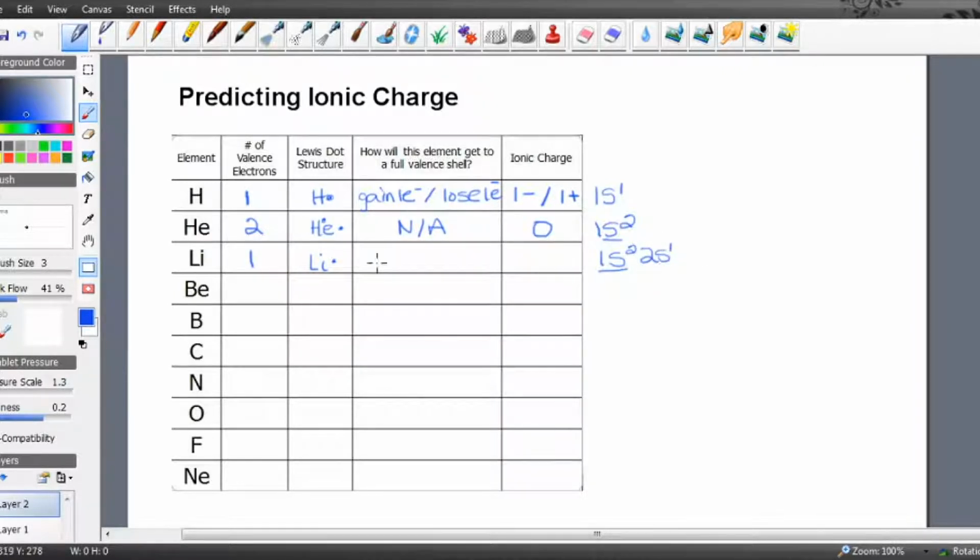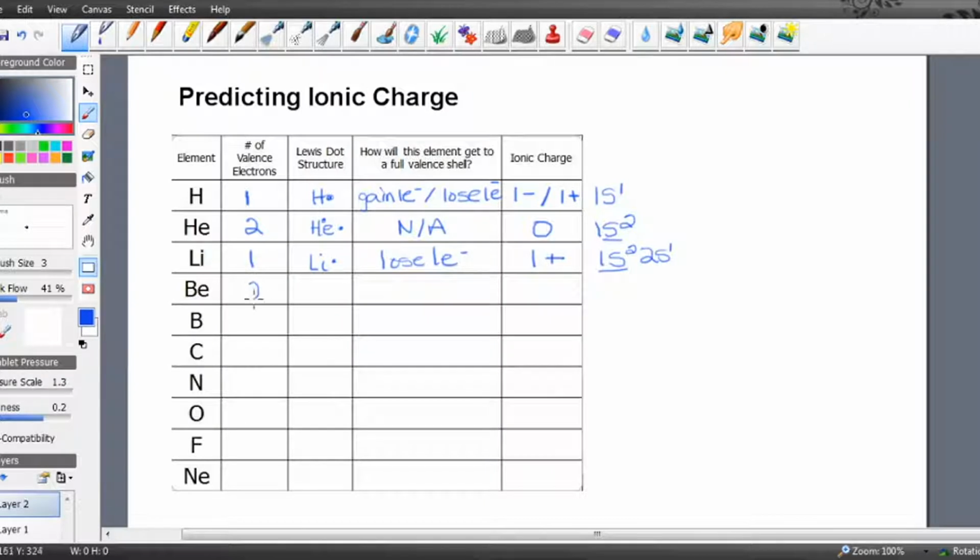So that's in fact what lithium will do. It will lose 1 electron to become like helium. And so it will always make a 1 plus charge. Also, you can just remember that metals always lose their electrons in order to get to full valence shells.